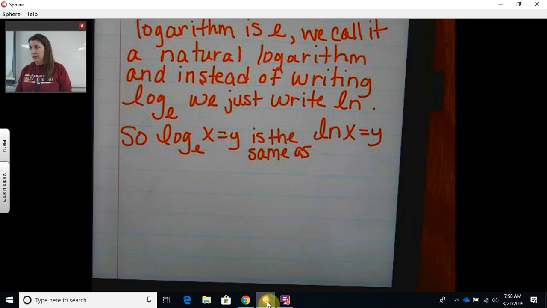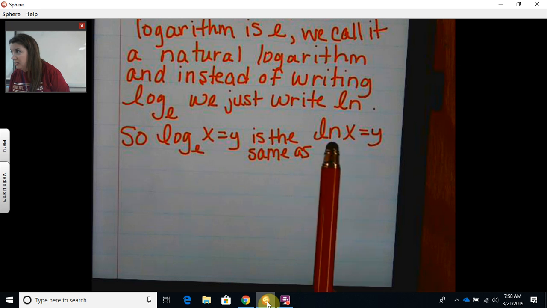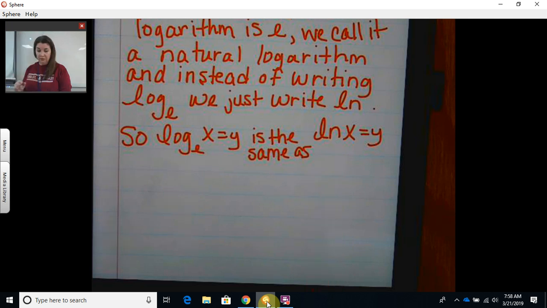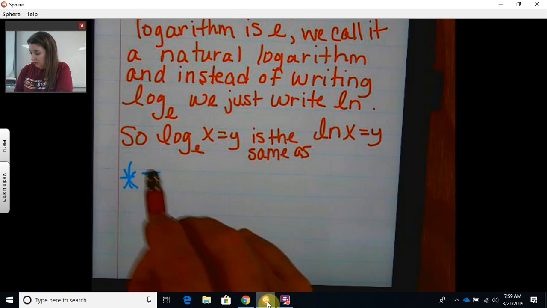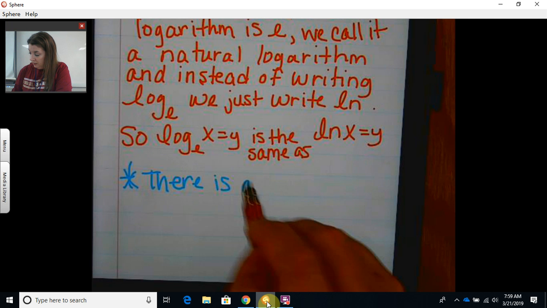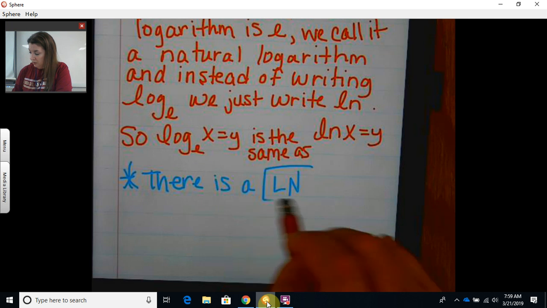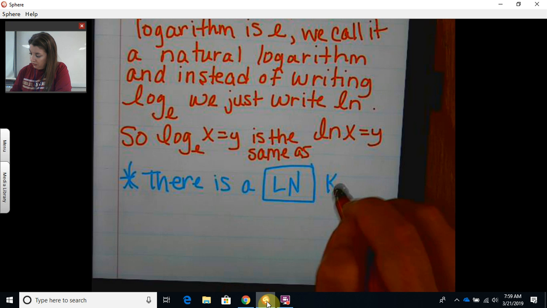Yes? Say it again. ln x equals y. So ln means natural log. That means a logarithm with a base of e. So the natural log of x equals y. That's how you say that. Okay? And I know I just pointed this out, but I want to write it down. So natural log, this is what it looks like, key on your calculator.